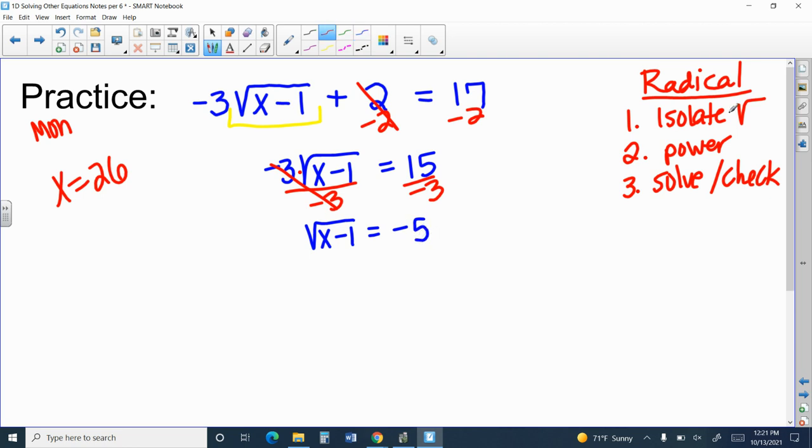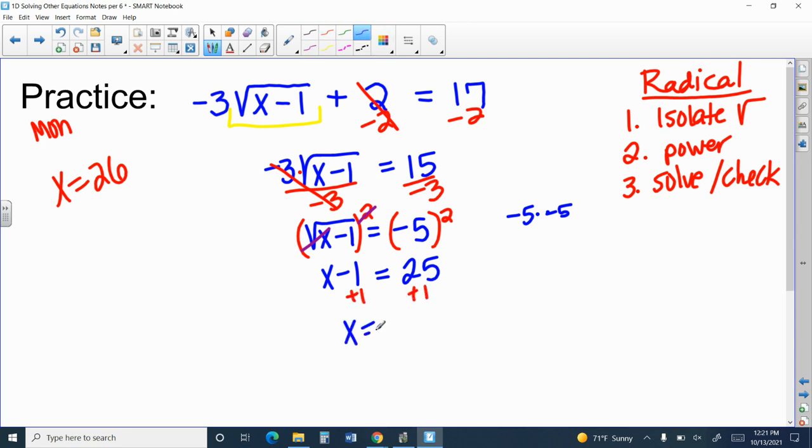So that was step 1, isolate the radical. Step 2, we raise both sides to a power. Since this is a square root, I would have to raise it to the second power. So I have to do both sides to the second power. On the left side, the square root and square get rid of each other, and we have x minus 1. On the right side, negative 5 squared. Remember, that means negative 5 times negative 5, which is positive 25. And then we solve for x by adding 1. So that's where we get the x equals 26.